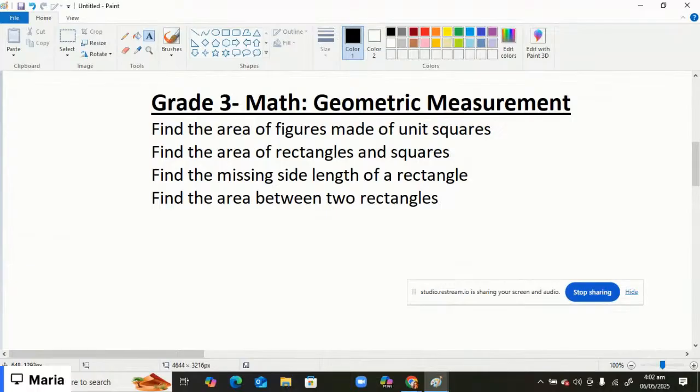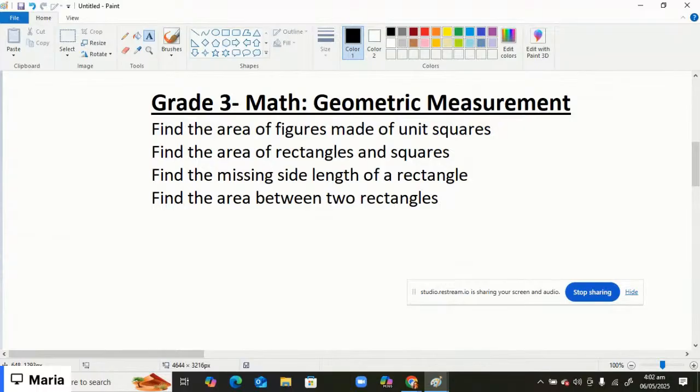So today we are here for grade 3 maths. The chapter we discuss today is geometric measurements. And here is the list of the lessons. The first lesson is find the area of the figures made of unit squares. Find the area of the rectangles and the squares. Find the missing side length of a rectangle. Find the area between the two rectangles.